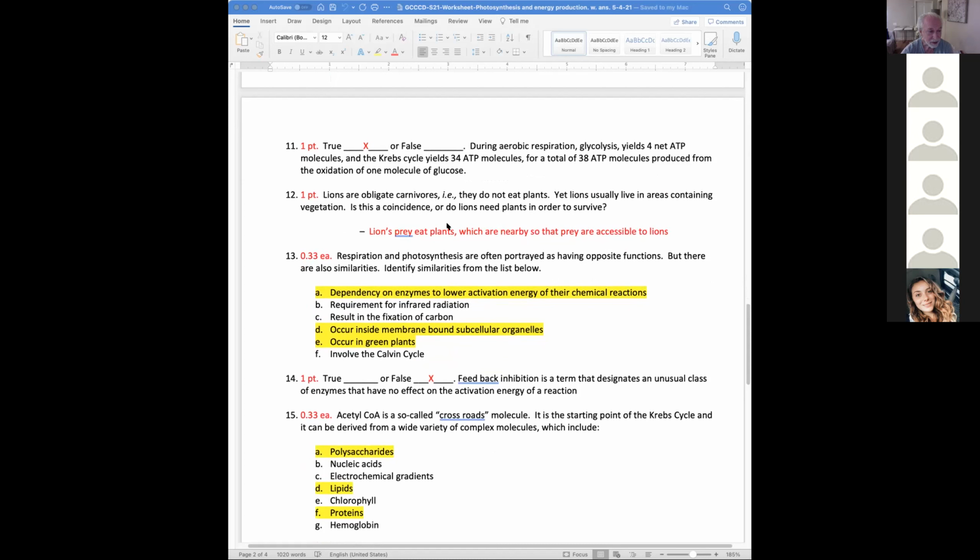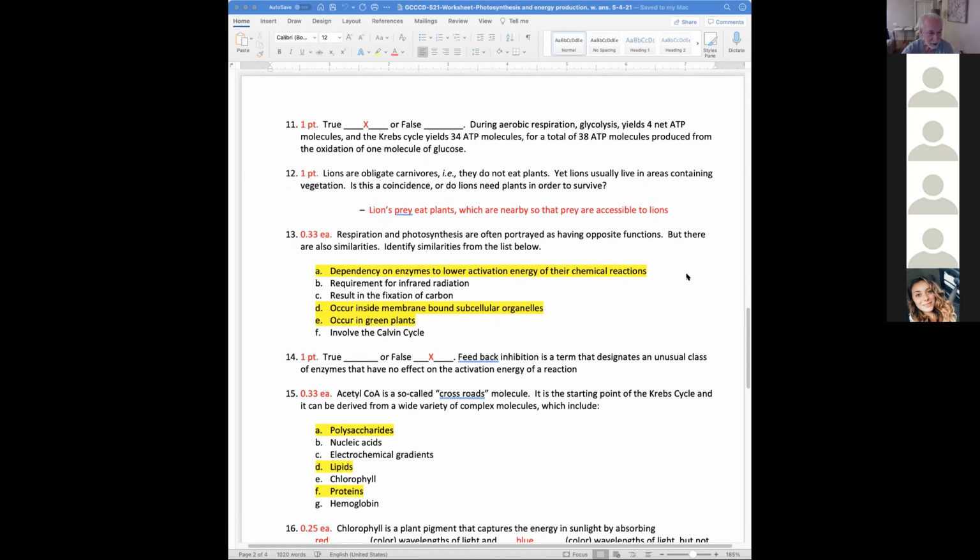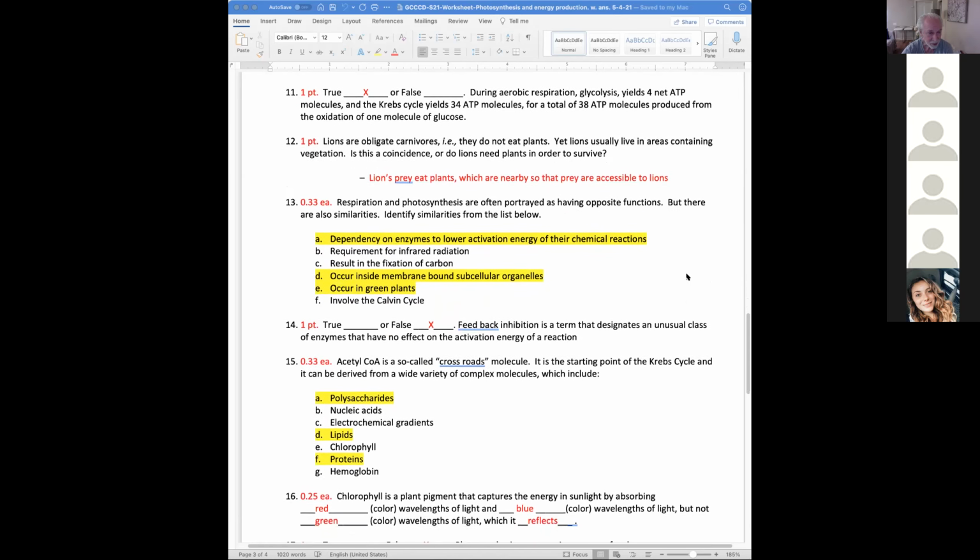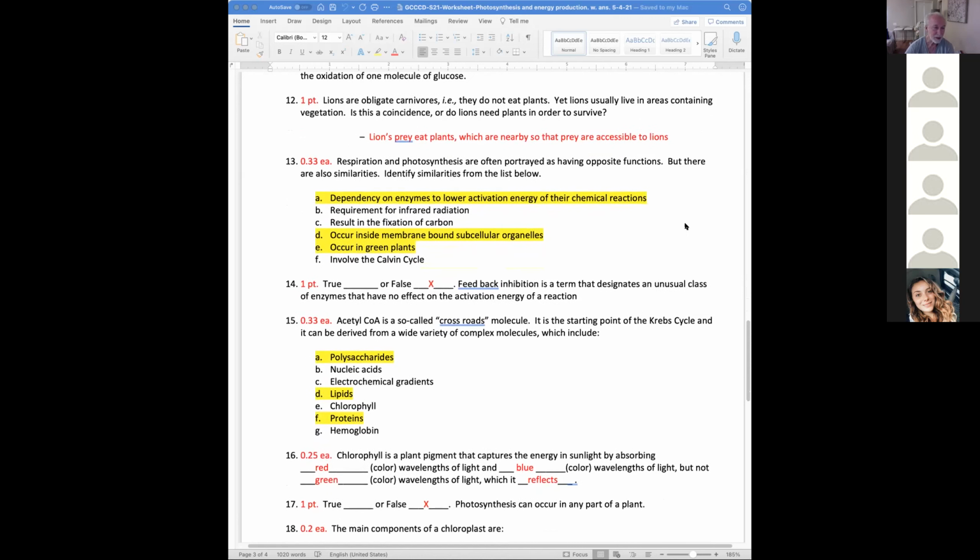Next one's about lions. They don't eat plants, so do they need vegetation? And the answer is yes, because their prey, in all likelihood, eats plants. Somebody eats plants that eventually is involved in the nutrition of the lions. And most of you got something like that in your answer.